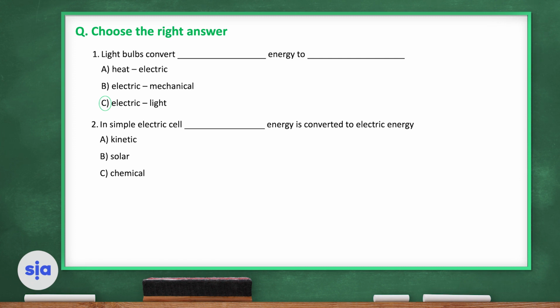Simple electric cell: chemical. Do you remember the lemon battery? In a simple electric column, the cathode is made of zinc, aluminum, or copper? It's zinc.